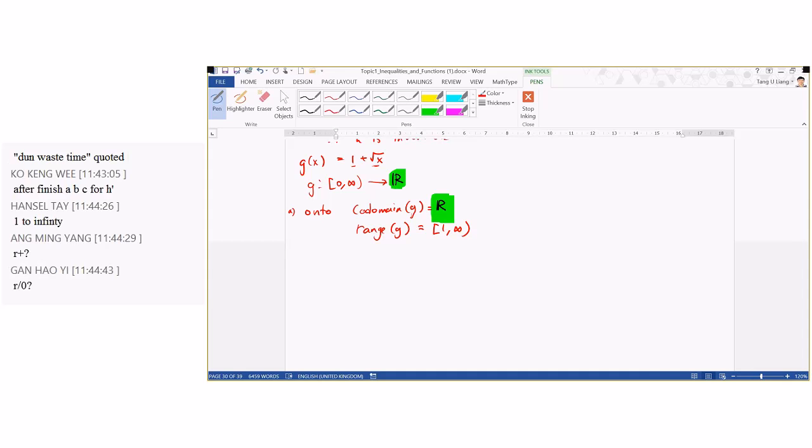Now, if we want to check one-to-one, we can do that. Just do G of A equals G of B. Let's assume that we have the same output, but we still don't know what the relationship between A and B is. So this is 1 plus square root of A equals 1 plus square root of B.